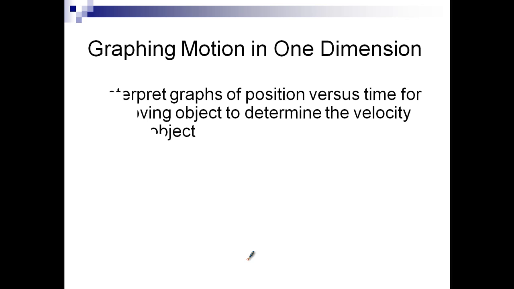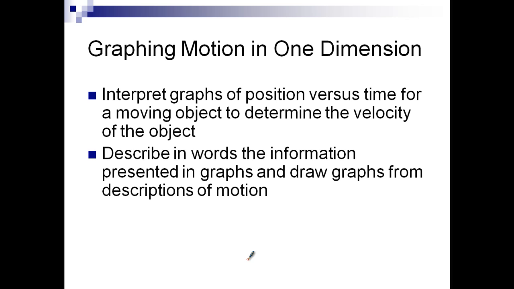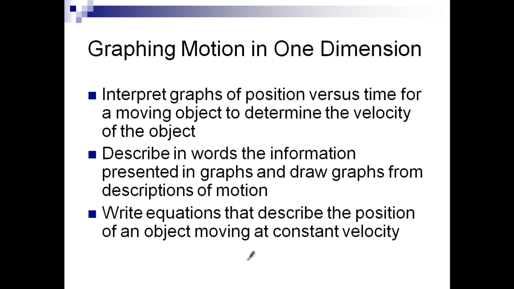So this is all about graphing motion, and we're graphing motion in only one dimension, because 2 dimensions is a pain in the butt. So you're going to learn to interpret graphs of position versus time for a moving object to determine the velocity of the object. You'll describe in words the information presented in graphs and draw graphs from descriptions of motion. And you will write equations that describe the position of an object moving at constant velocity. But you already know how to do that.